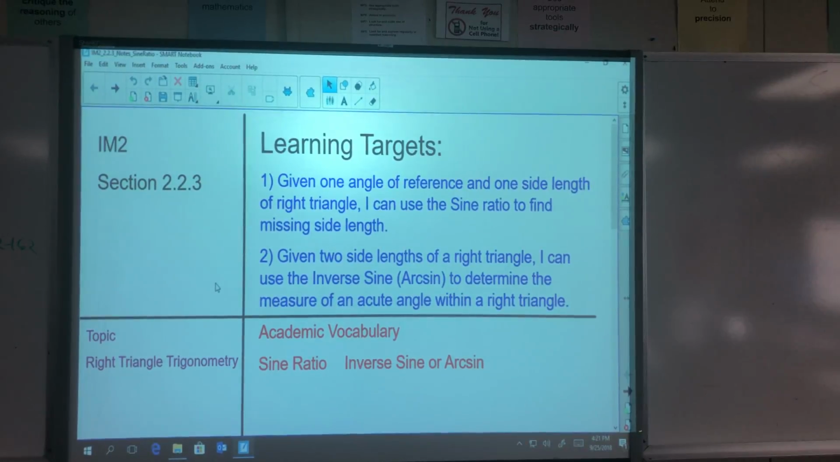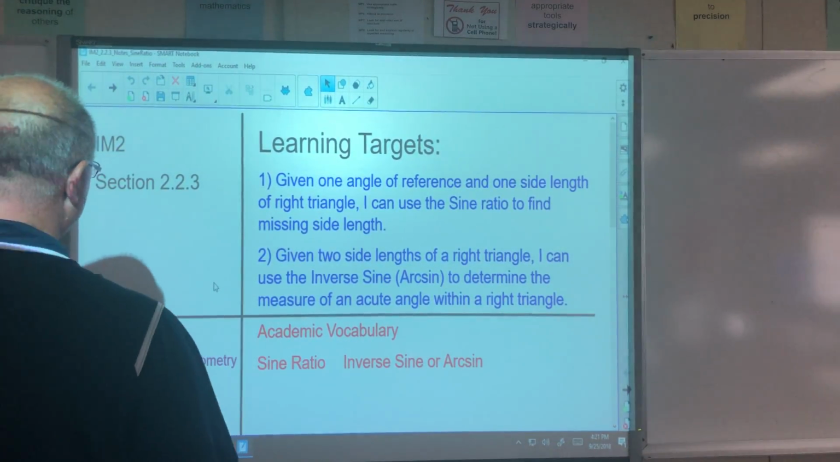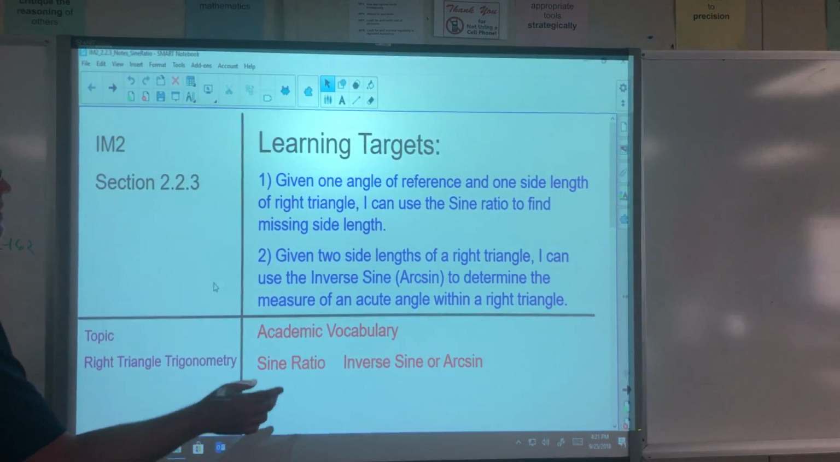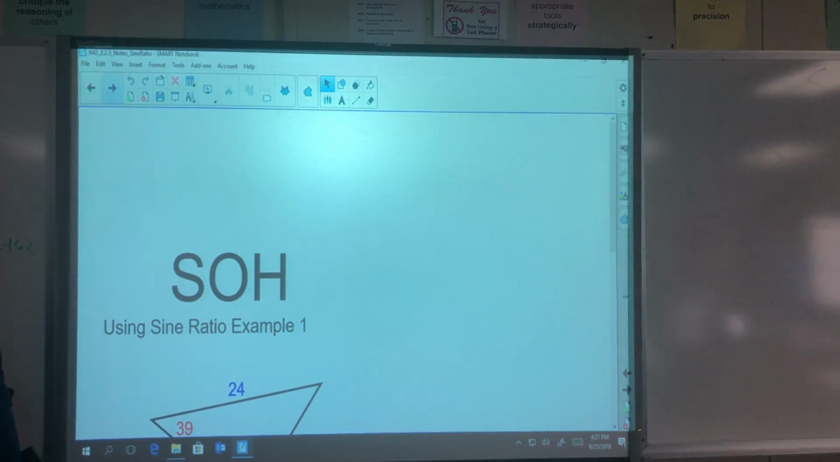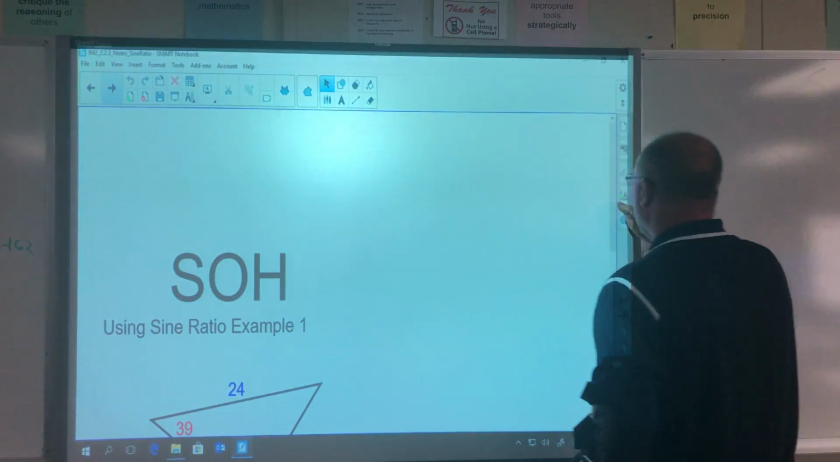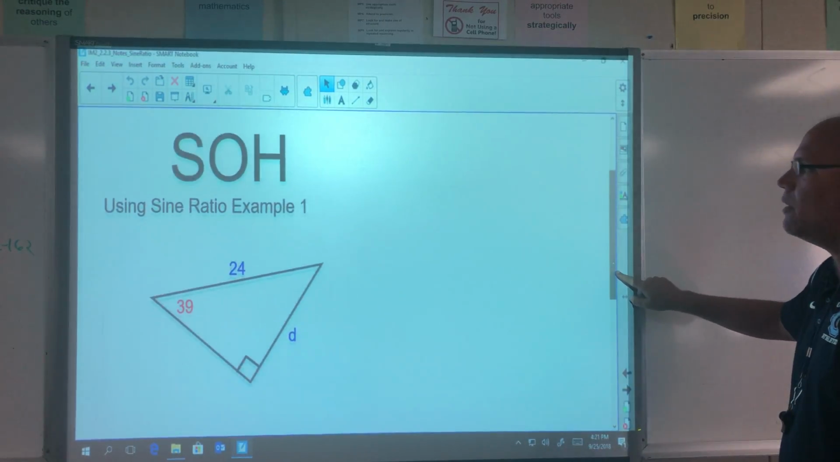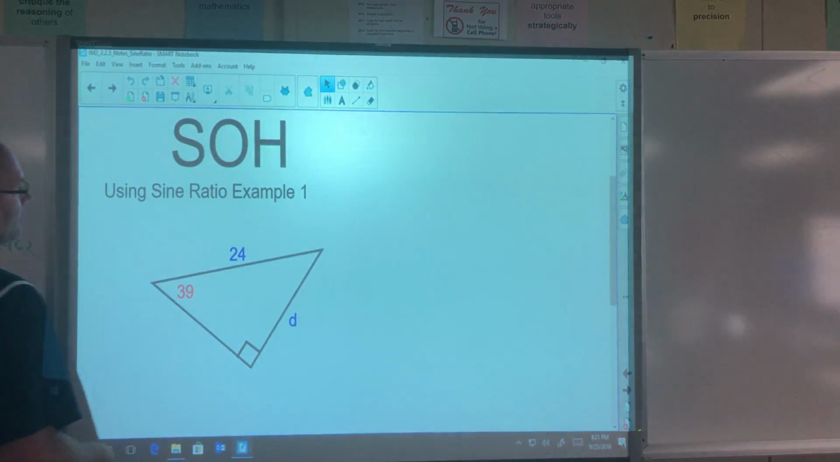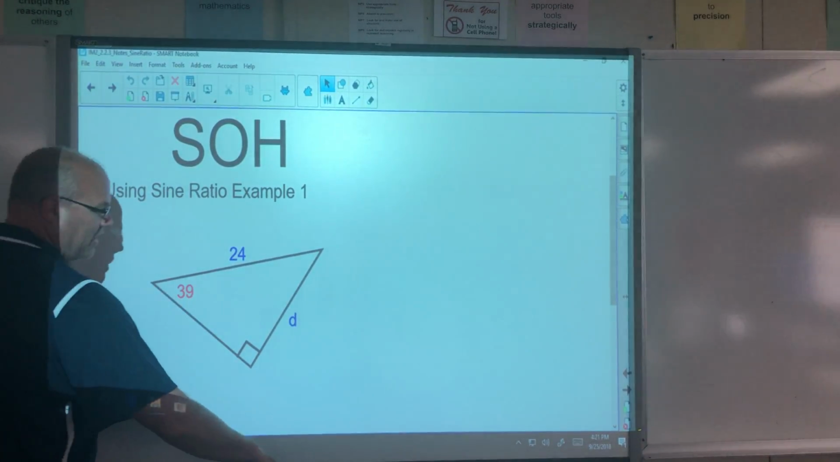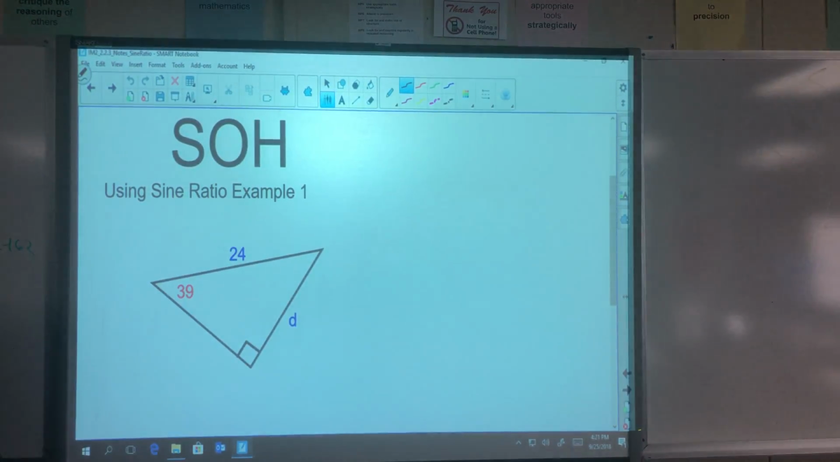So the topic again is right triangle trig. And again, write this down before, if you need to pause the video, pause the video. All right, example number 1. We know SOH CAH TOA to help us determine which trig ratio to use. We know that S stands for sine, O is the opposite side, H is the hypotenuse.